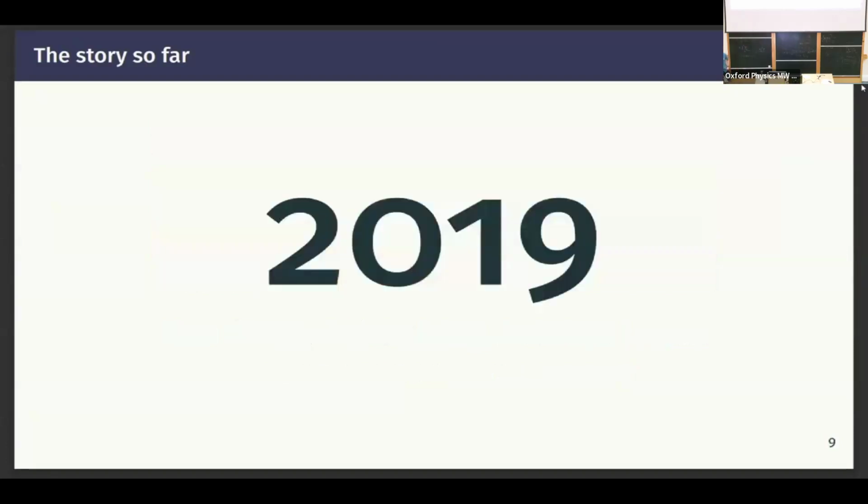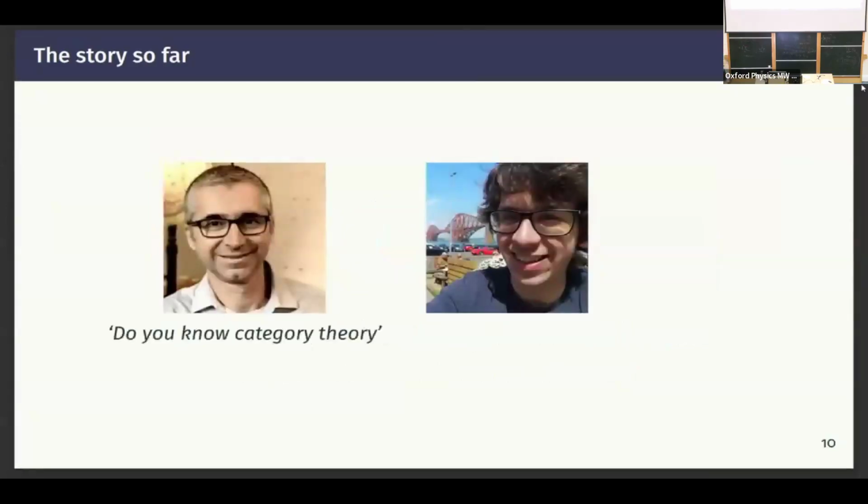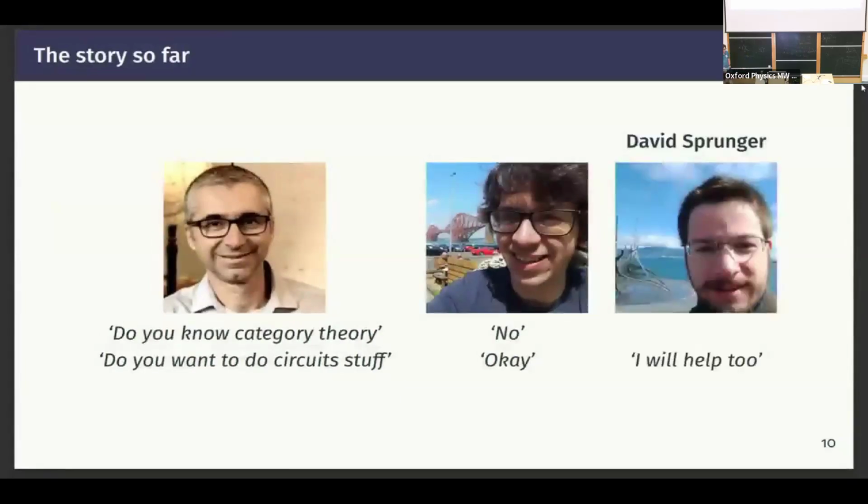So we fast forward a little bit more, 2019, and I came along, hooray. I met with Dan, started my PhD, and he's like, do you know category theory? And I say, no, I have no idea what this is. But he's like, okay, that's fine. But do you want to do stuff with circuits? I'm like, yes, this sounds much better. Okay, I'll do that. And then also along came David Sprunger, Dan's postdoc, who said, I'll help too, because David Sprunger is a very clever man and has helped a lot with this project.